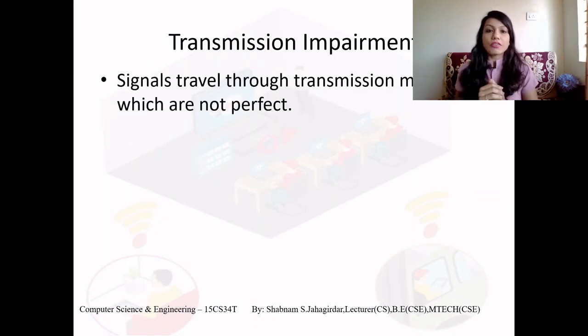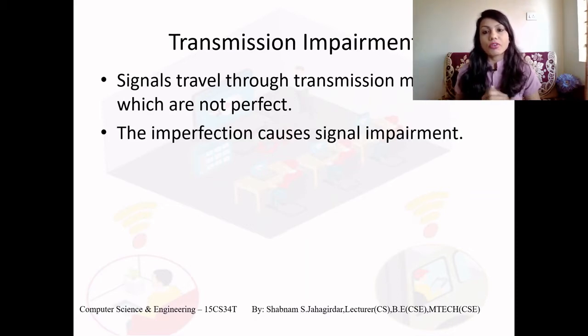Signals travel through a transmission medium which is not perfect. What happens is the signal has to be sent through the wires. Sometimes the wire cover will be cut or some noises will adhere to the signal. So the signal will change. That is how the signal is sent, it is not received like that. So what will happen to your data in this case? Data transmitted will not be the same as the data received.